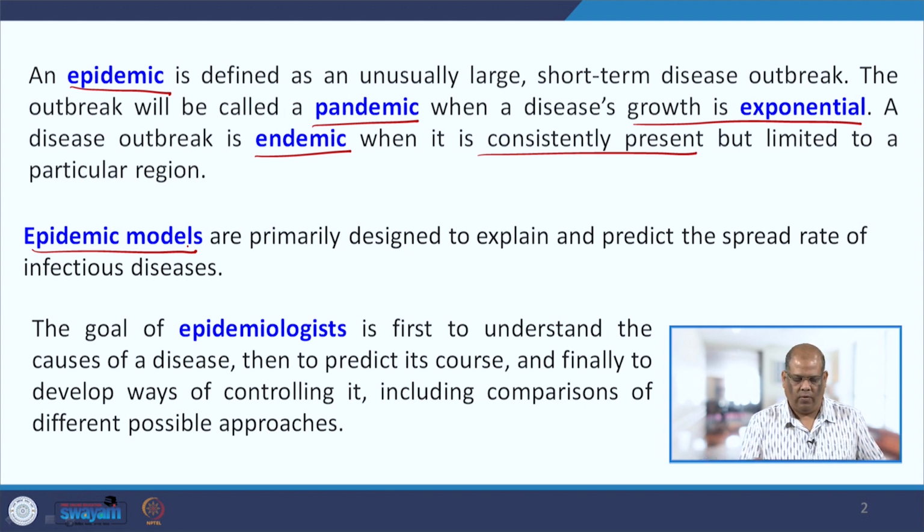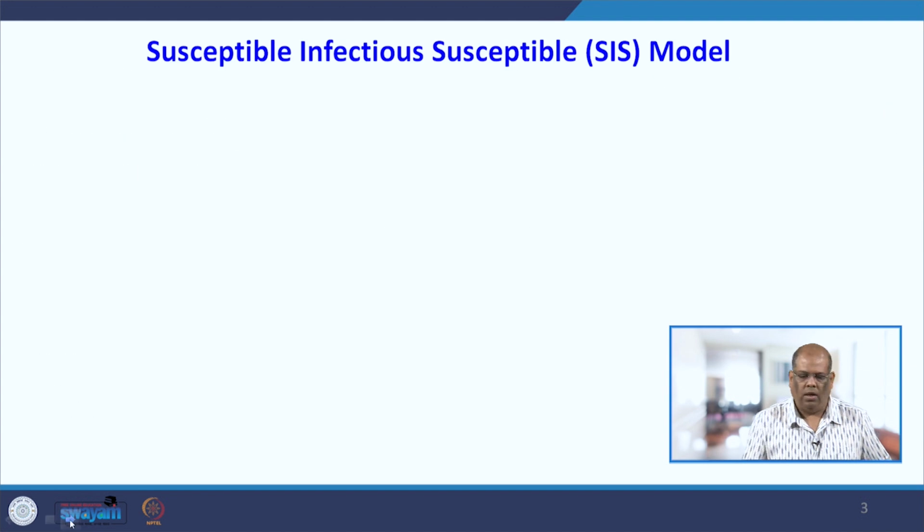The goal of the epidemiologist is first to understand the cause of the disease, then to predict its course, and finally to find a way to contain or control it, including comparisons of different possible approaches. So, today our lecture will be on the susceptible-infectious-susceptible model, in short the SIS model.